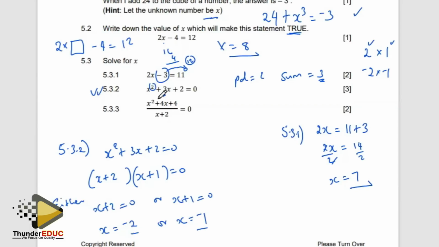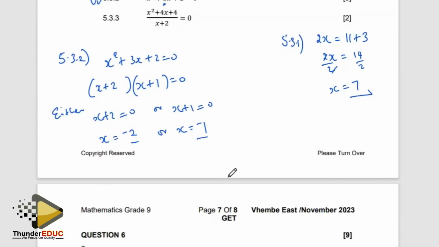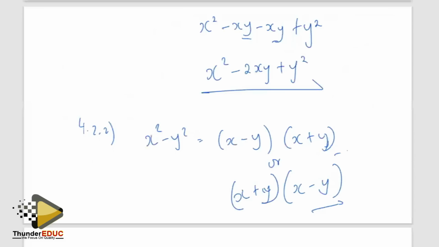All right, then 5.3.3. I'll jot it this side. So we have x squared plus 4x plus 4. So x squared plus 4x plus 4, we're dividing it by x plus 2.